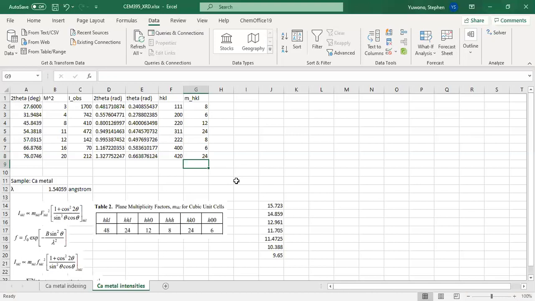Now the next thing in the formula is we need the scattering factor, which is given by F, and for F, we need F0. To obtain F0 from the table, we need to first calculate sine theta over lambda.